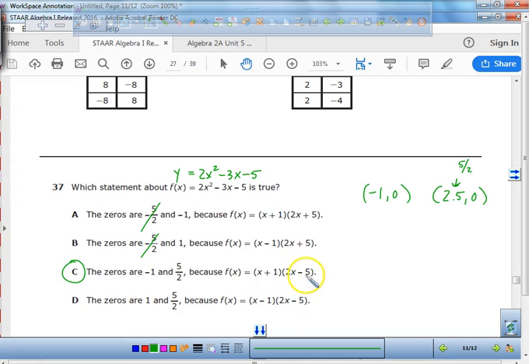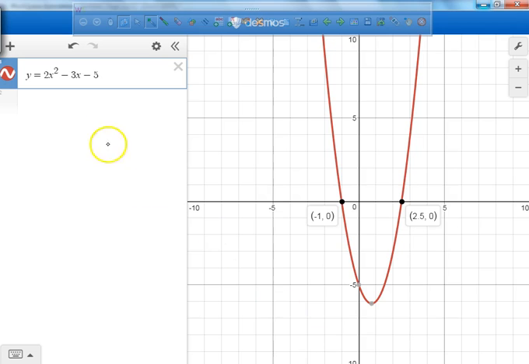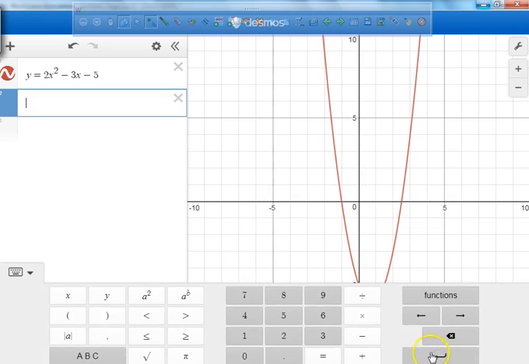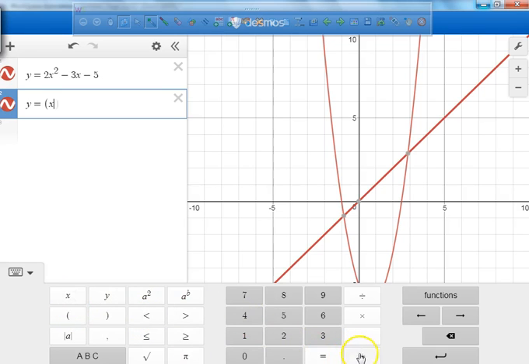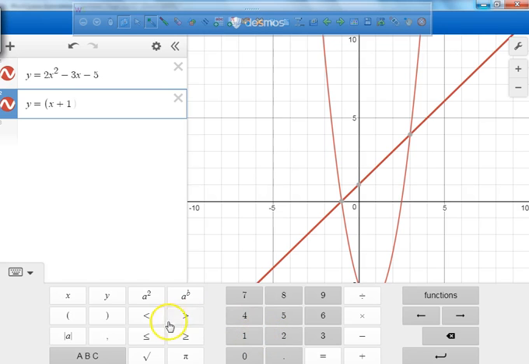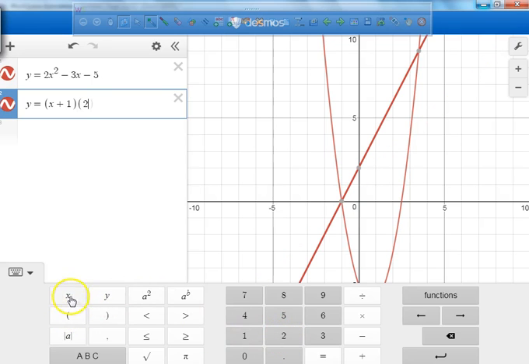Now these are the factors of this. Check this out. Type it in: parentheses, x plus 1, parentheses, 2x minus 5. This is really cool. Just to be sure, ready? Put y equals, open the parentheses, x plus 1, then open parentheses, 2x minus 5. What do you notice?